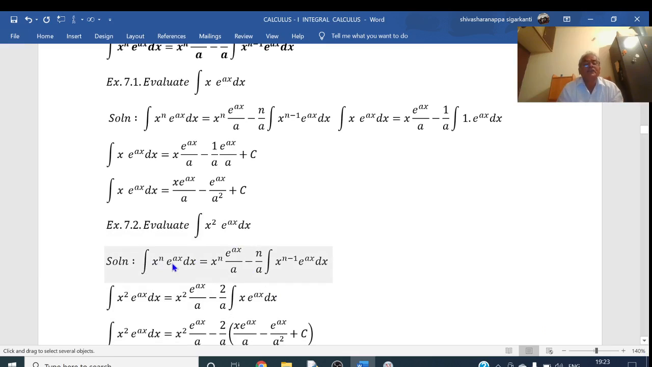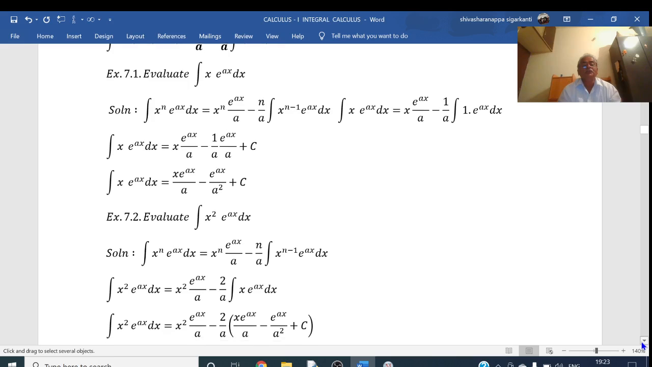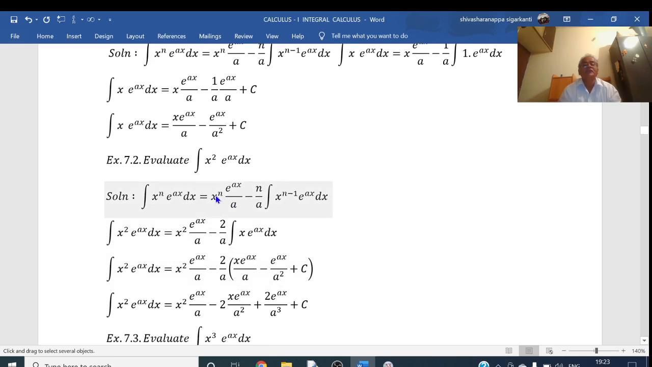So we have x raised to n e raised to ax dx equal to x raised to n e raised to ax by a minus n by a into integral x power of n minus 1 into e power of ax. So here put n equal to 2. Then this becomes x square e raised to ax by a minus 2 by a into x power of 2 minus 1, that is x into e raised to ax into dx. So this is equal to x square e raised to ax by a minus 2 by a into integration of x into e raised to ax.